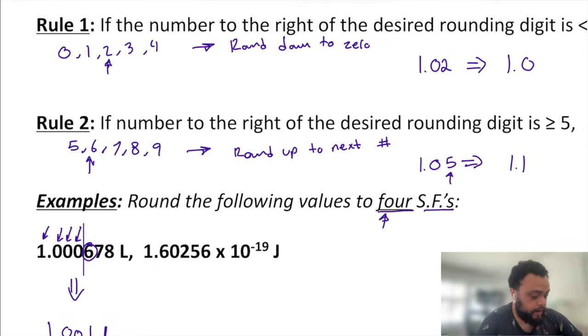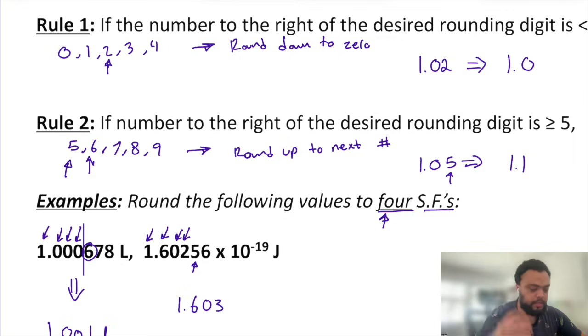For this one, I have to do the same thing. I need one, two, three, four, which means that this is what I'm going to be changing. Since this is a 5 and still rounds up, that falls into the rounding up category, which means this is going to end up being 1.603. I'm going to round this up to the next highest number.